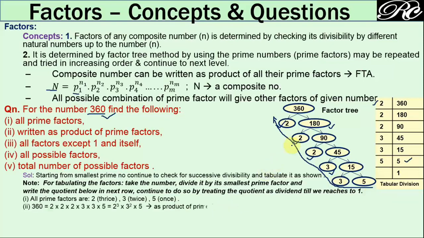Then we have to write this 360 as the product of its prime factors. So 360 can be written as 2 into 2 into 2 into 3 into 3 into 5. So it becomes 2 to the power 3, 3 squared and 5. Writing in this way, or expressing in the form of prime factors having certain powers, is called the fundamental theorem of arithmetic.